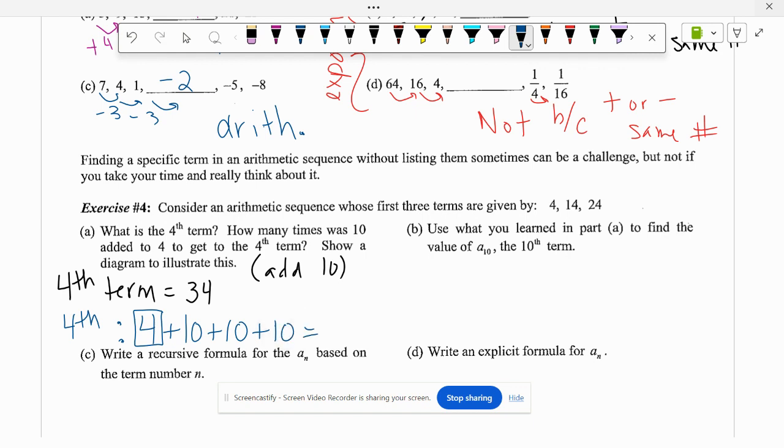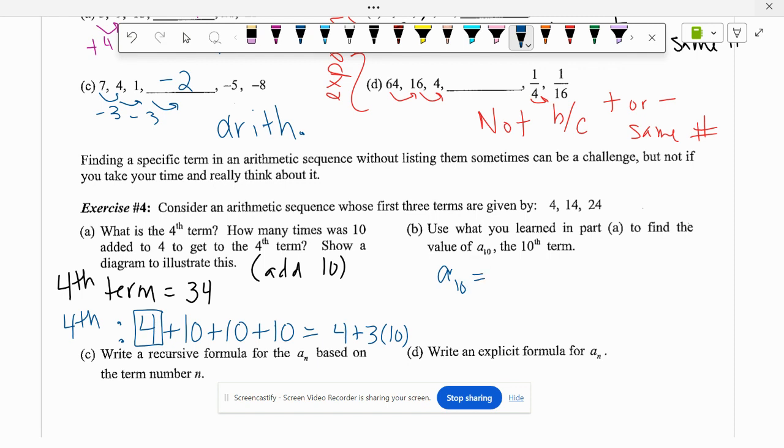So could I actually think about this mathematically as 4 plus 3 times 10? That's still going to give me 34. So it says use what you learned in part A to find the value of a to the 10th. Okay, so let's think about that.